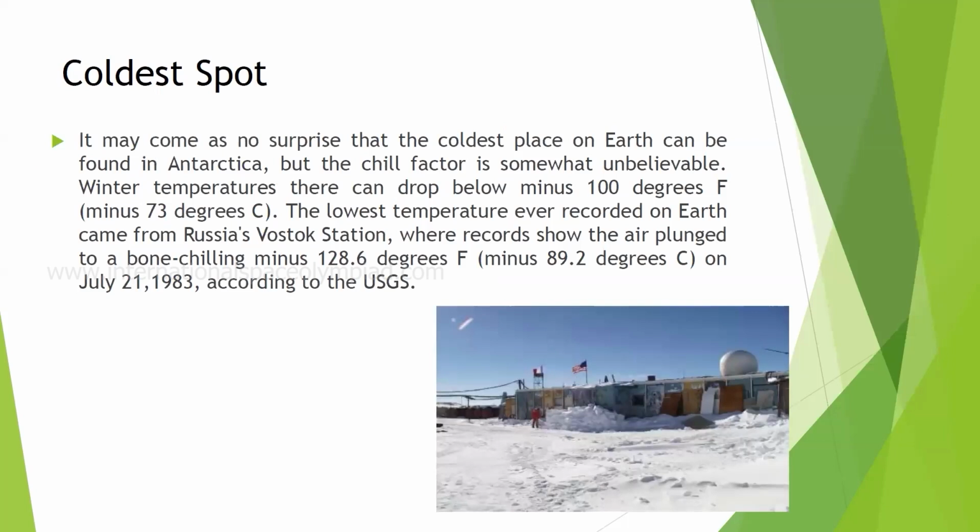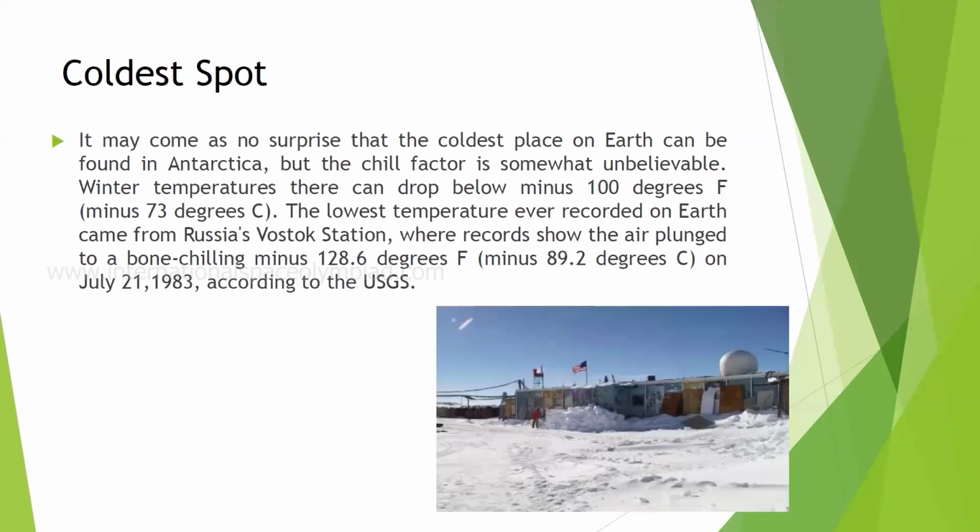And which is the coldest spot? Of course, it should be in Antarctica, right? But the temperature is unbelievable. Winter temperature there can drop below minus 100 degrees Fahrenheit, or say some minus 73 degrees Celsius. But the lowest temperature ever recorded on Earth came from Russia's Vostok station in Antarctica, where the air plunged to a bone-chilling minus 89.2 degrees Celsius.